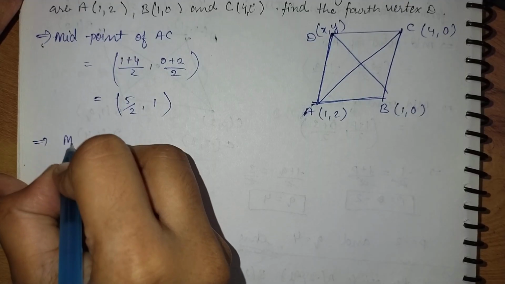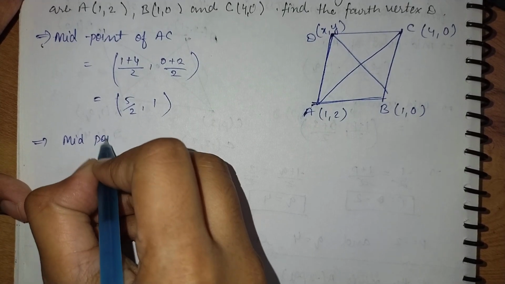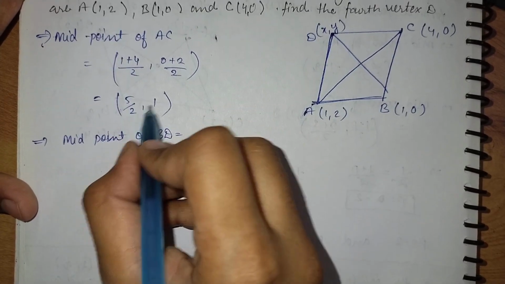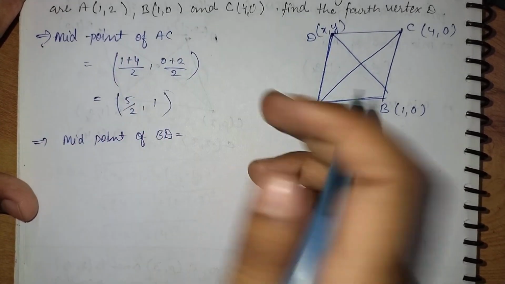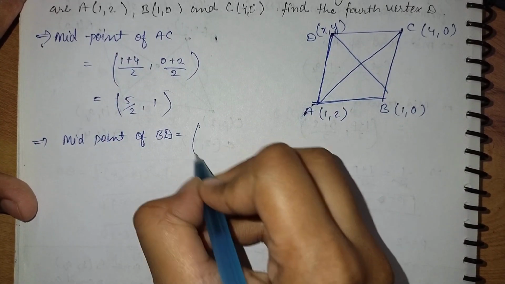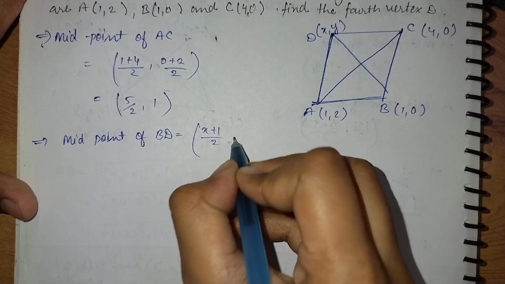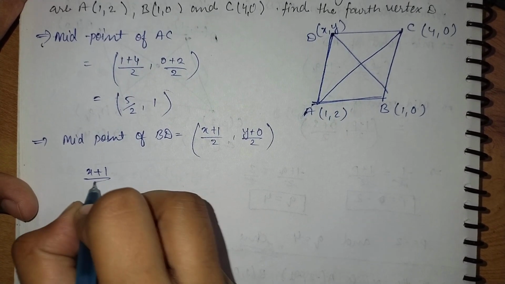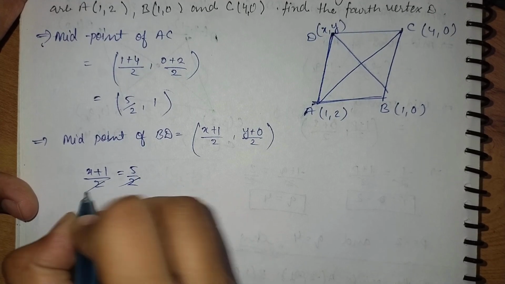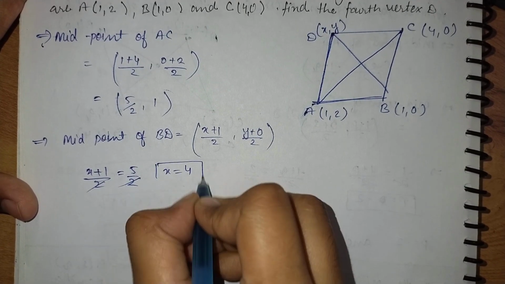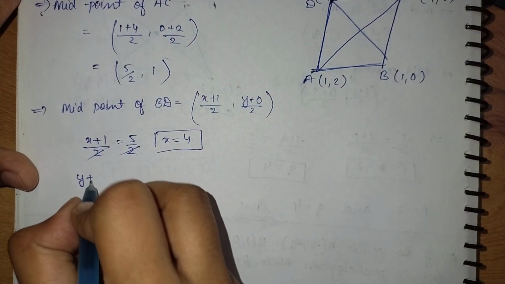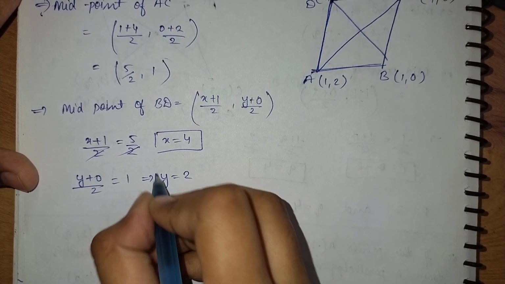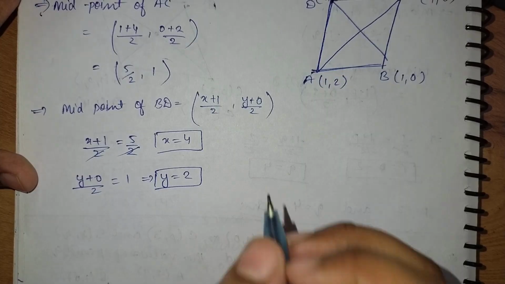Now if we write the midpoint of BD, because we are getting midpoints, we will compare these two midpoints and get the values of x and y. So that will become (x plus 1) by 2 and (y plus 0) by 2. Comparing (x plus 1) by 2 equal to 5 by 2, this will cancel out, x is equal to 4, and (y plus 0) by 2 equal to 1, so y is equal to 2. Hence x is equal to 4 and y is equal to 2.